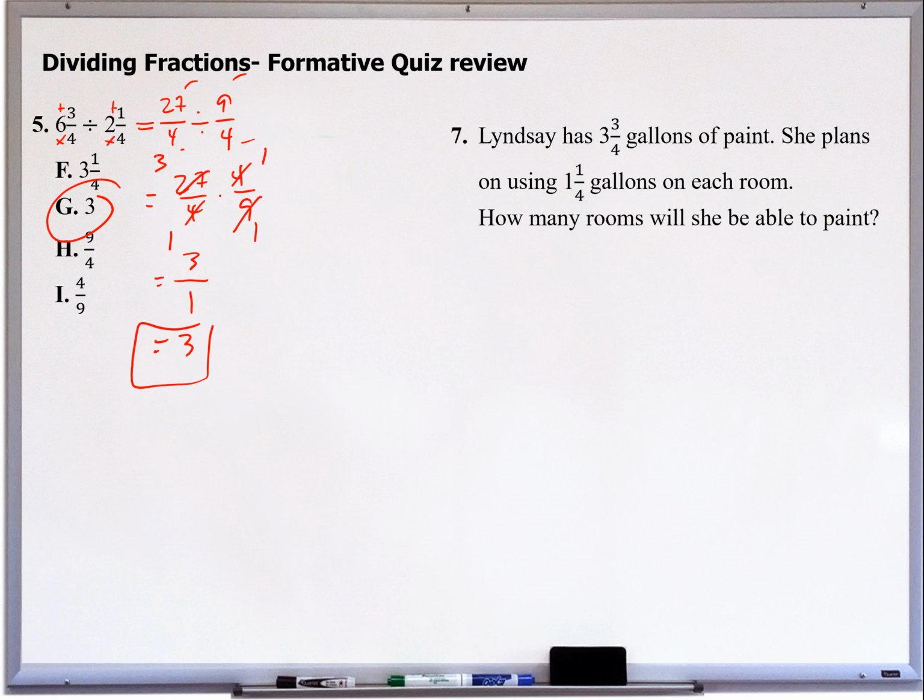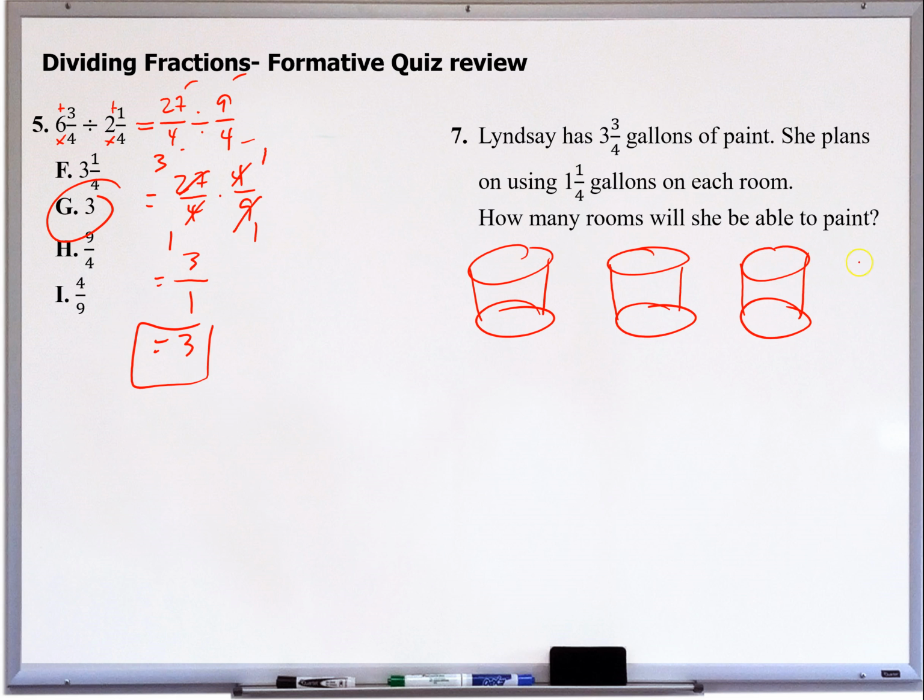Lindsay has 3.5 gallons of paint. She plans on using 1 1/4 gallons on each room. How many rooms will she be able to paint? So let's see if I can draw this. I'll do 1 gallon, 2 gallons, 3 gallons, and we'll just call this 1, 2, 3/4 of a gallon, right? So that's 3 3/4 of a gallon. Not a very good picture, but hopefully you get the idea.